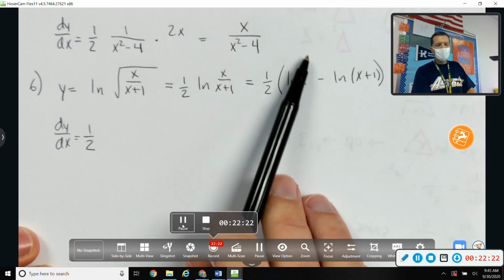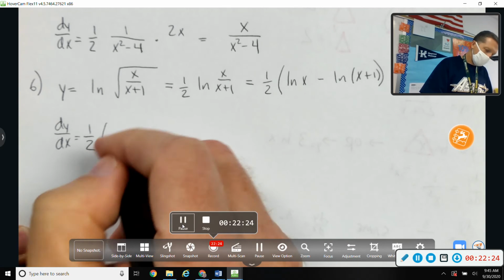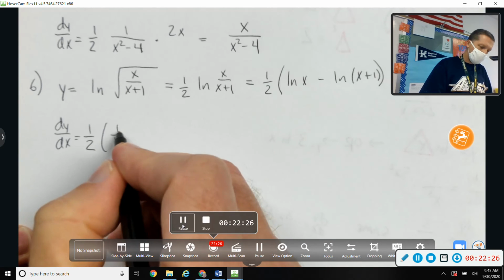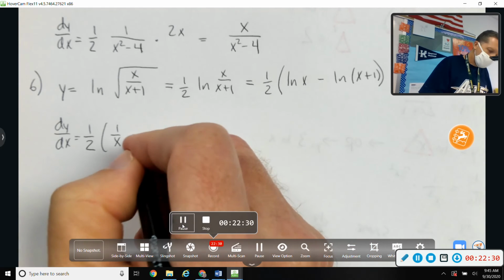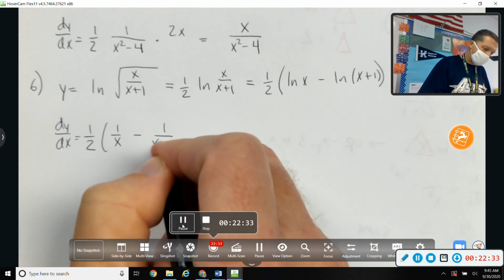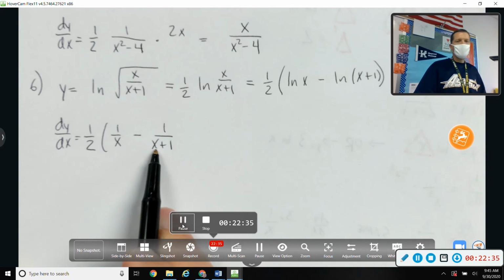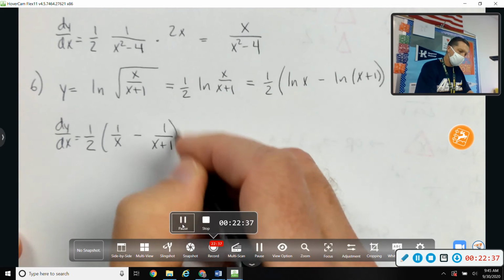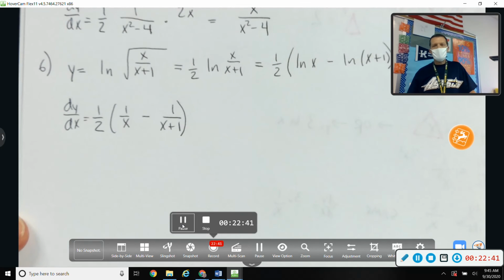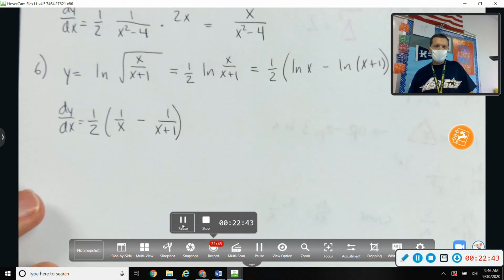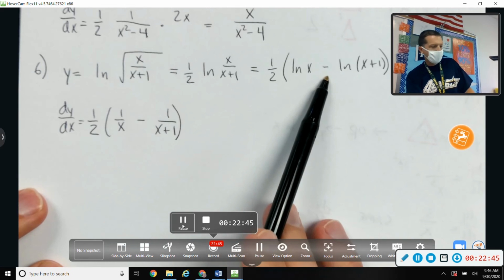1 over the argument times the derivative of the argument, but derivative of x is just 1, minus 1 over x plus 1. The derivative of x plus 1 is just 1, so we're done. So that's actually an easy calculus problem. It was a hard algebra problem, but an easy calculus problem.